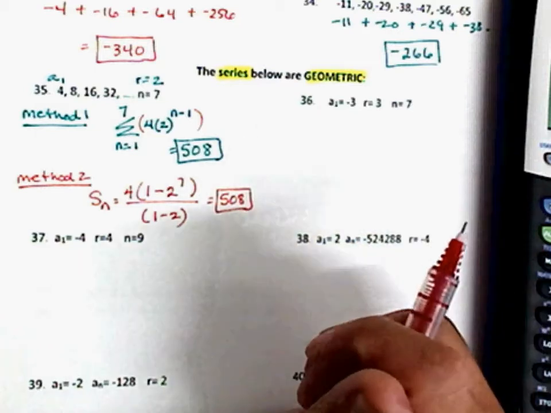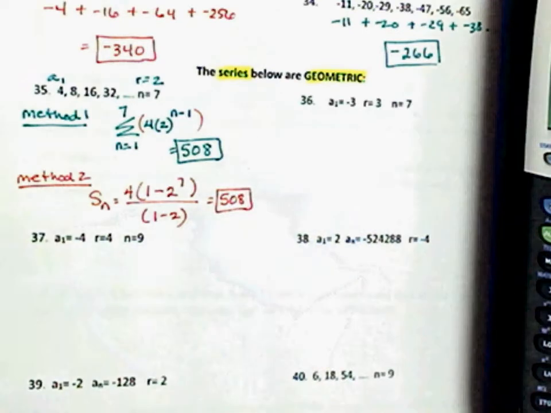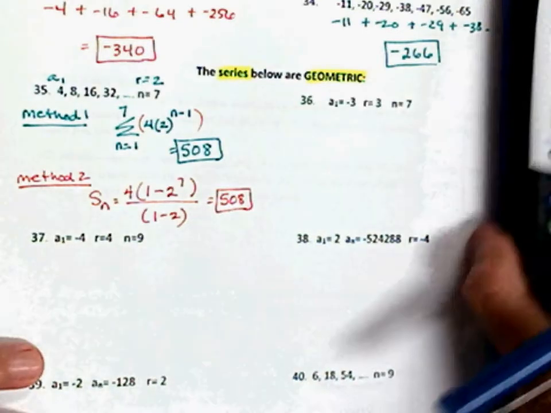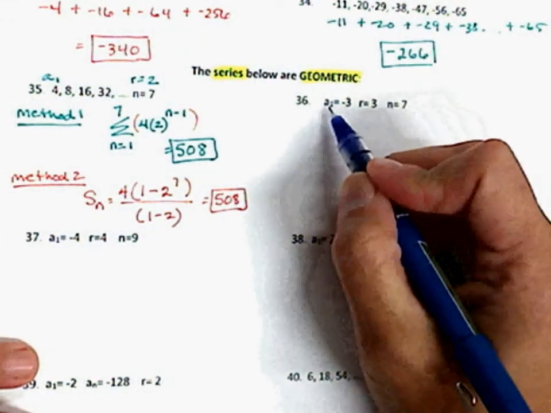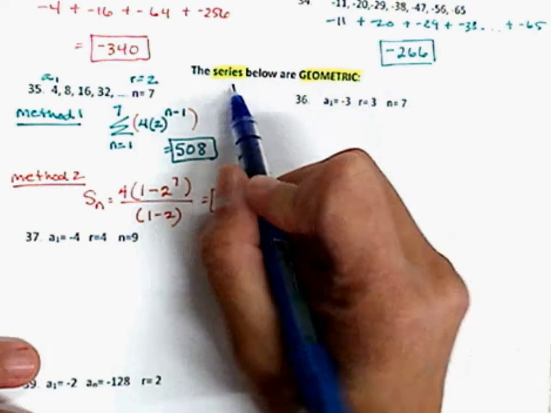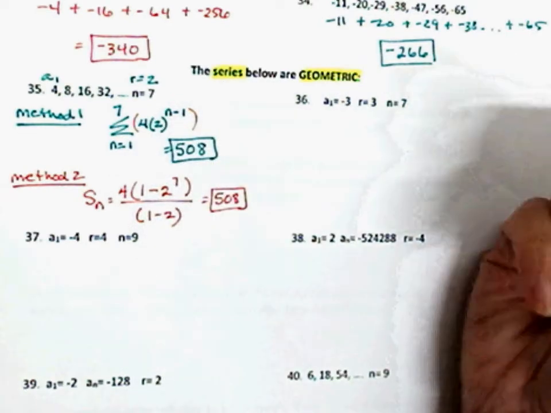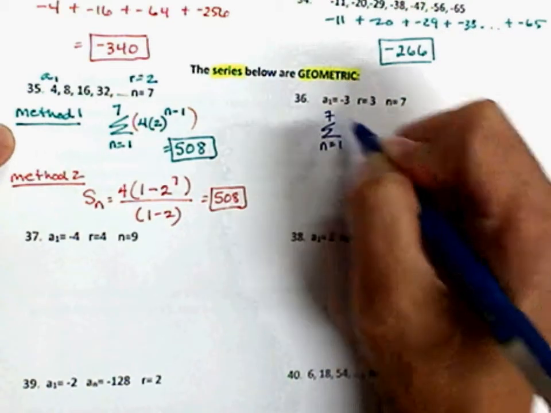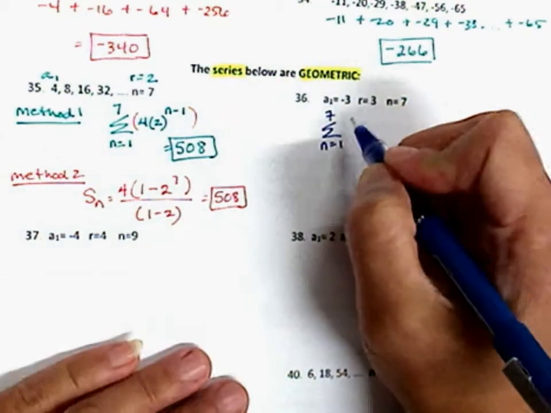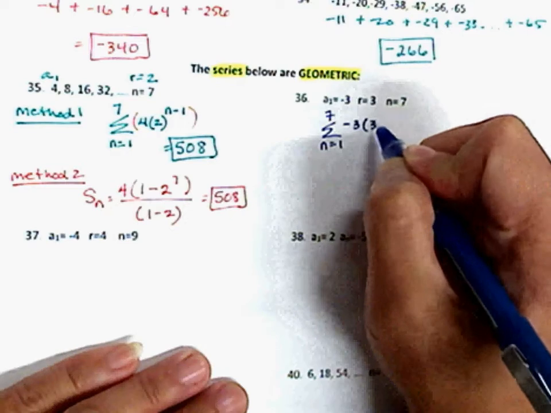Okay? All right. Number 36. Okay? You got an N, you got an R. Remember, it's a series. So, you can do method 1. First term to the 7th. It's an R, so it's geometric. So negative 3 times 3, n minus 1.